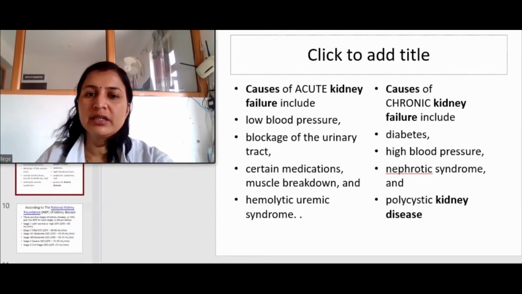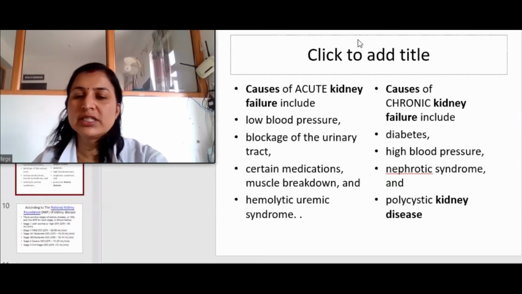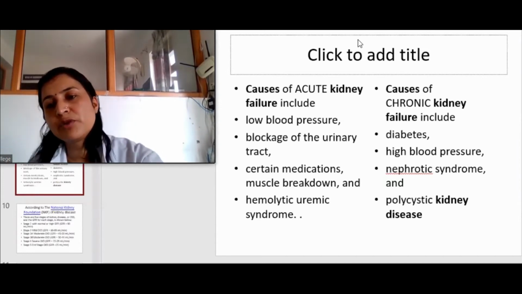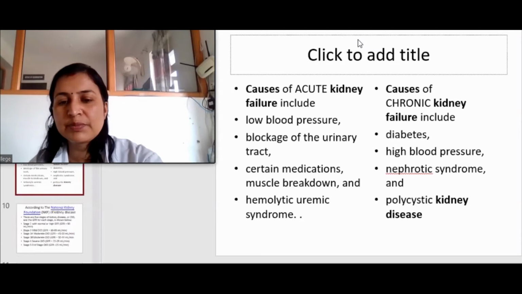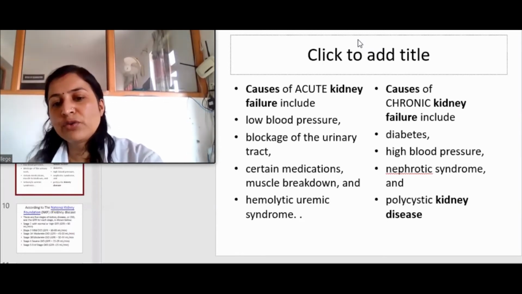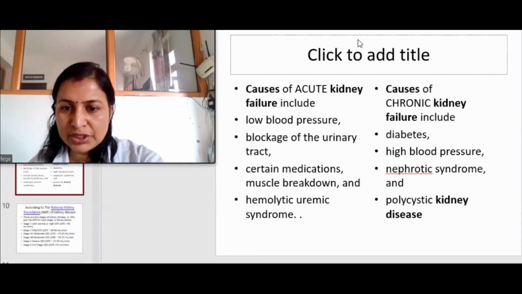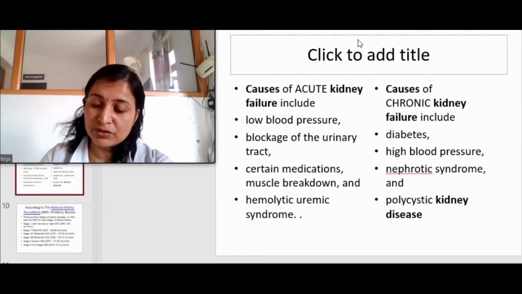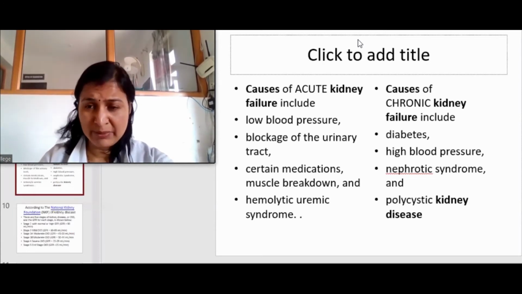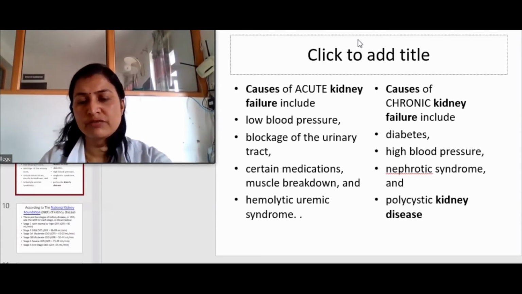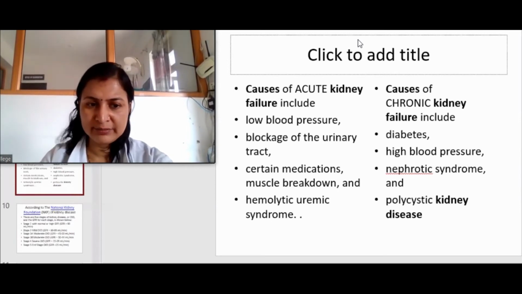Now if you see chronic causes, the cause of chronic is high blood pressure, persistent high blood pressure. Then some kidney diseases like nephrotic syndrome or polycystic kidney disease, which can be carried on in a chronicity. Diabetes, yes, diabetic glomerulosclerosis or diabetic nephropathy is one of the very important causes of chronic kidney disease.